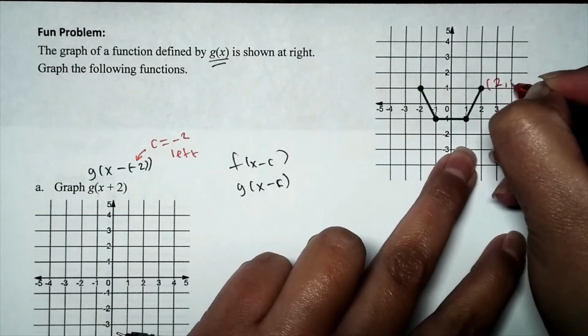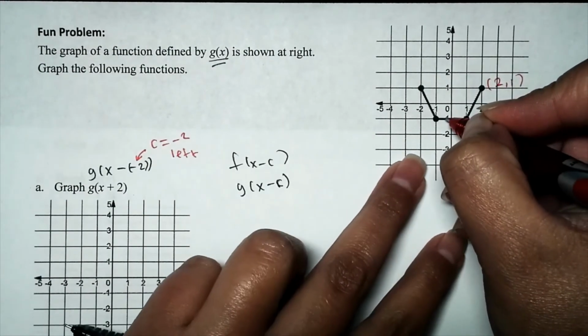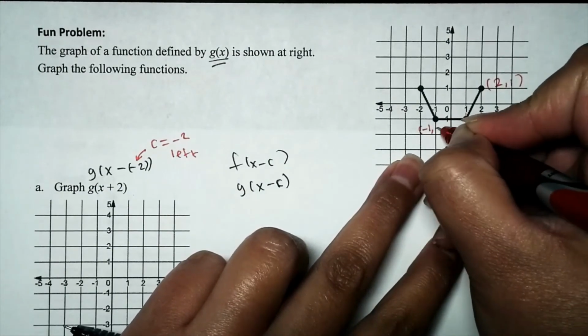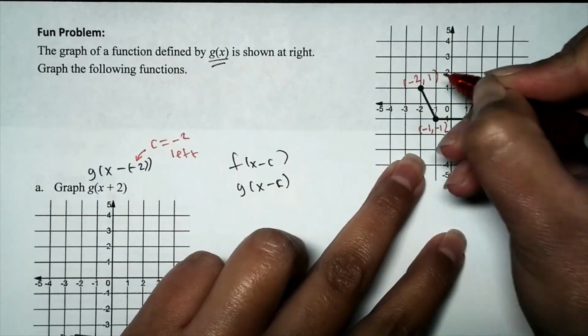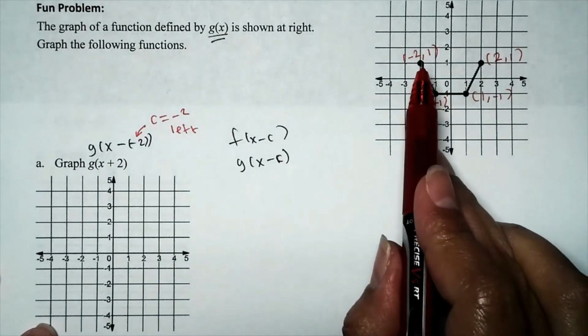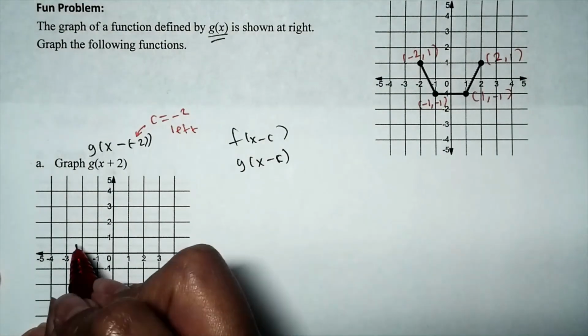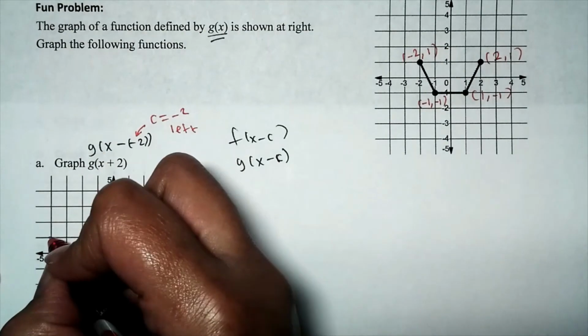Wouldn't it be nice if we could actually move it? Too bad we don't have access to technology. Let me go ahead and label these points that are highlighted. So this one is at 2, 1. This one is at 1, negative 1. This one is at negative 1, negative 1. And the other one is at negative 2, 1. So it'll just make it easier for me to do.